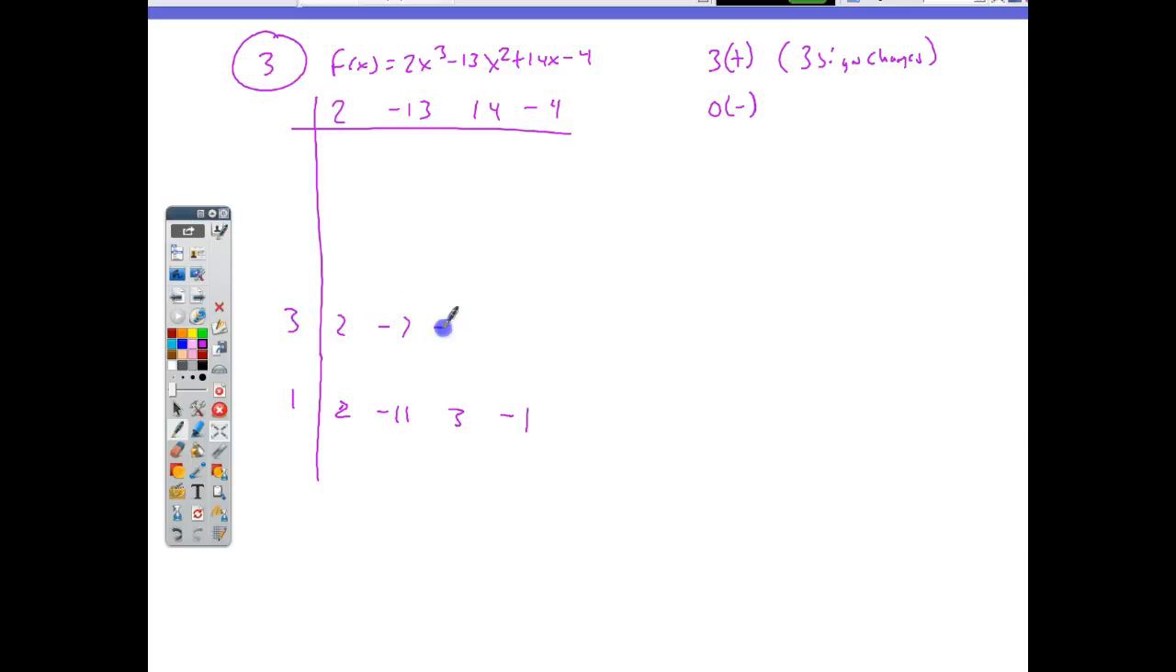It doesn't matter what the choice is. You always bring the last first 30 minutes. Bring it down.